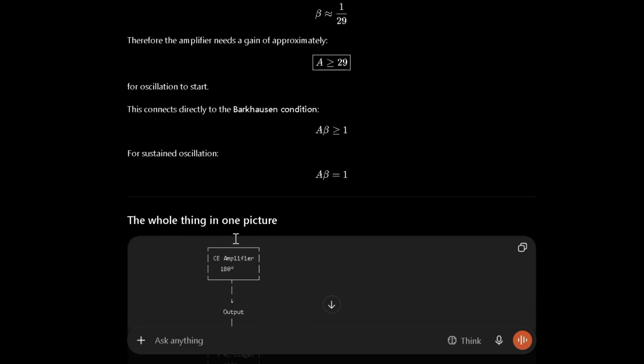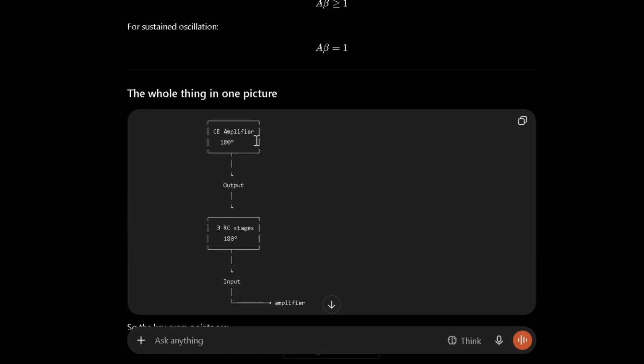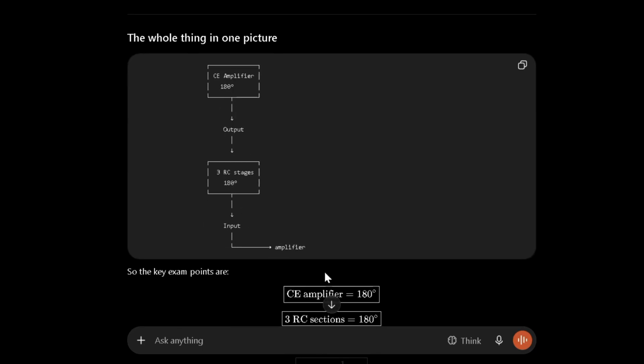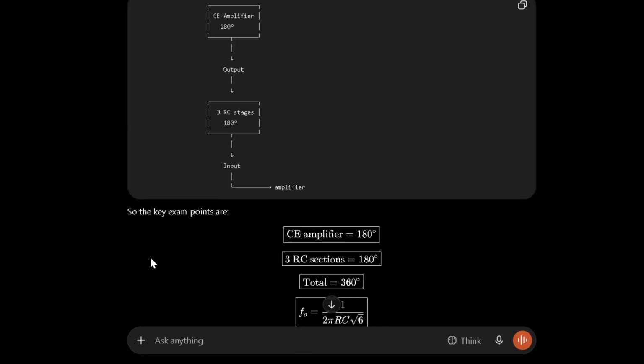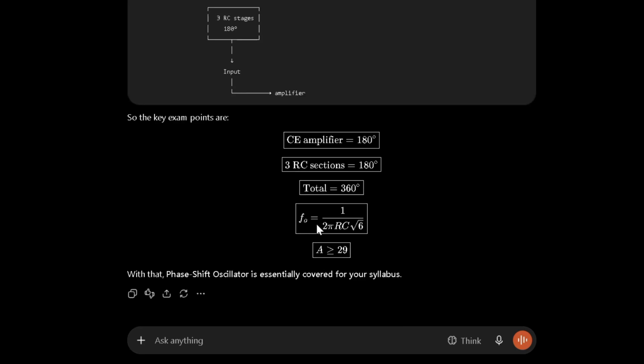The whole thing in one picture: the amplifier gives 180 degrees, the output goes through three RC stages giving another 180 back to the input. So the key exam points are: the common emitter amplifier gives 180 degrees phase shift, and the three RC sections give another 180, total 360. f0 equals 1 by 2 pi RC root 6, and A is greater than or equal to 29. With that, the phase shift oscillator is essentially covered for your exam.